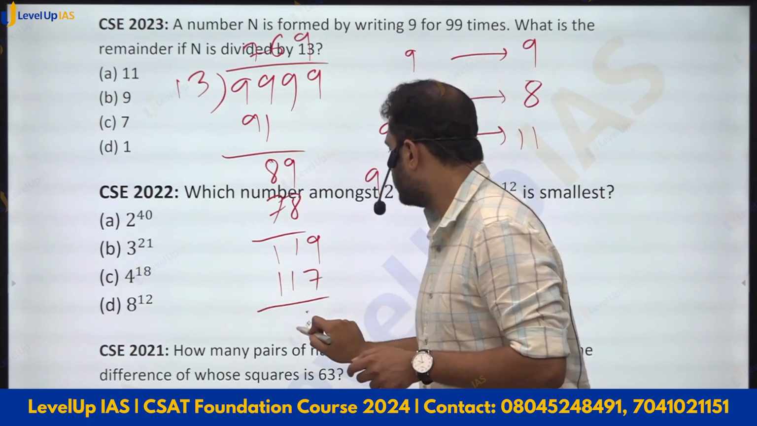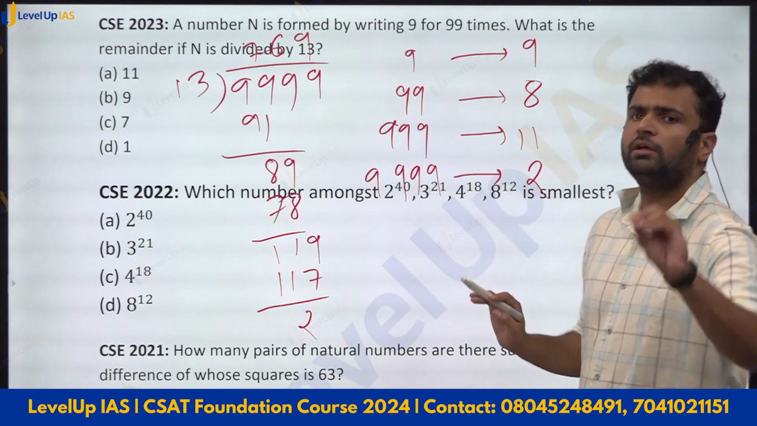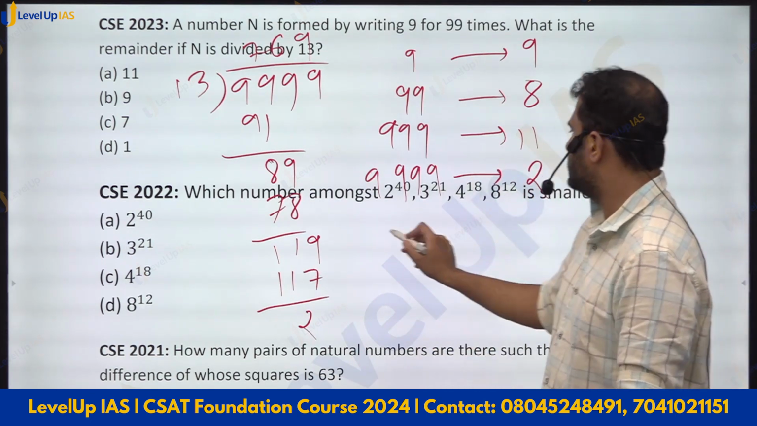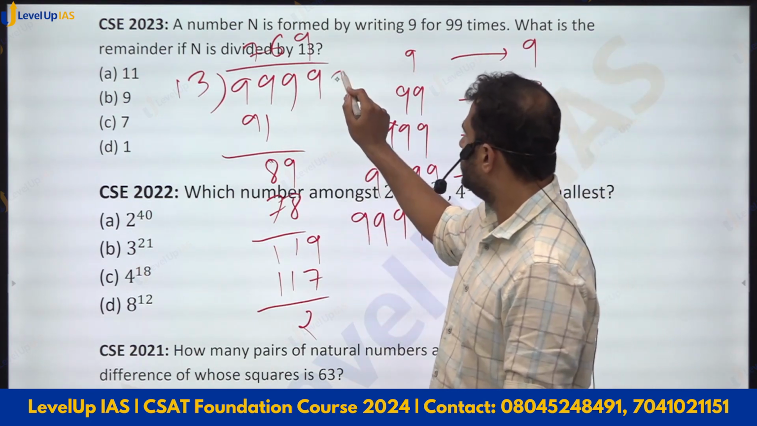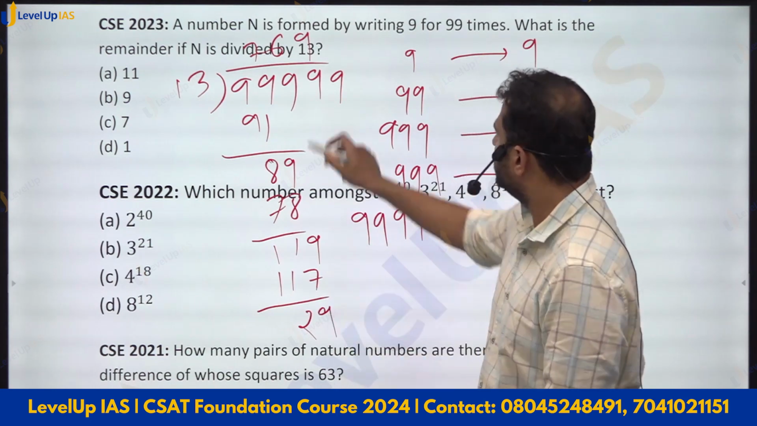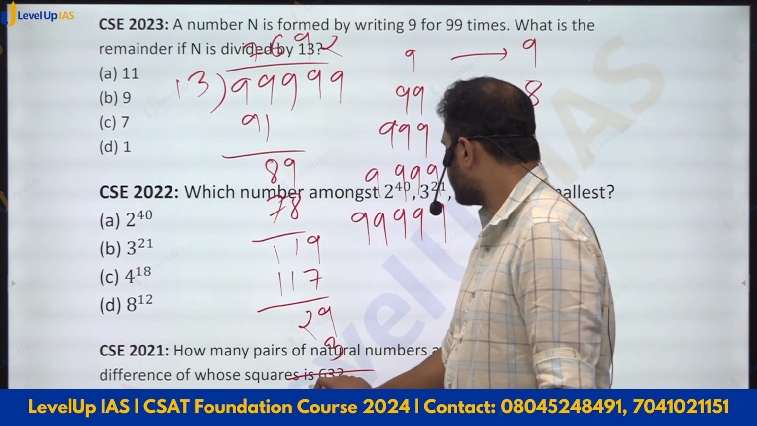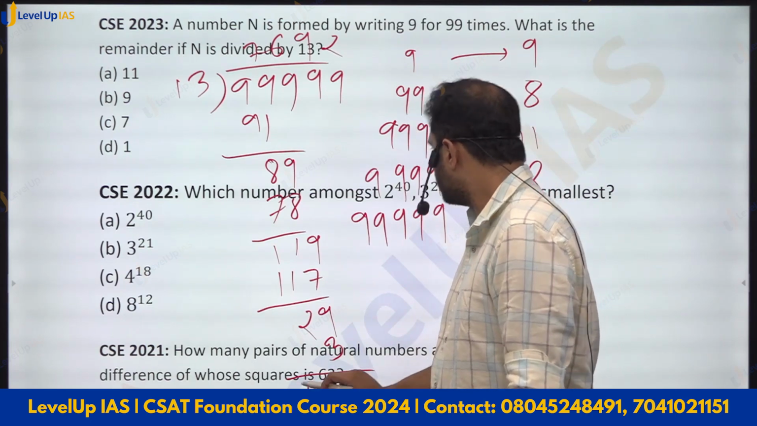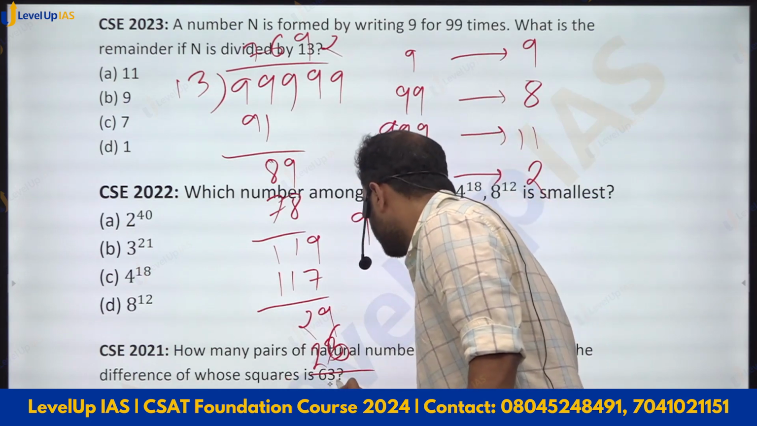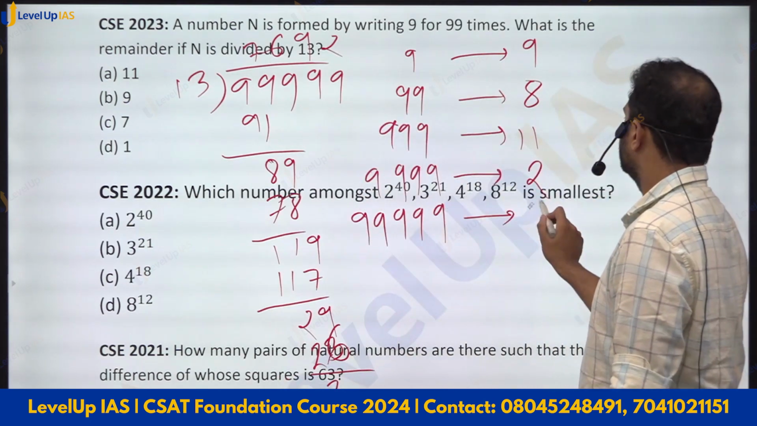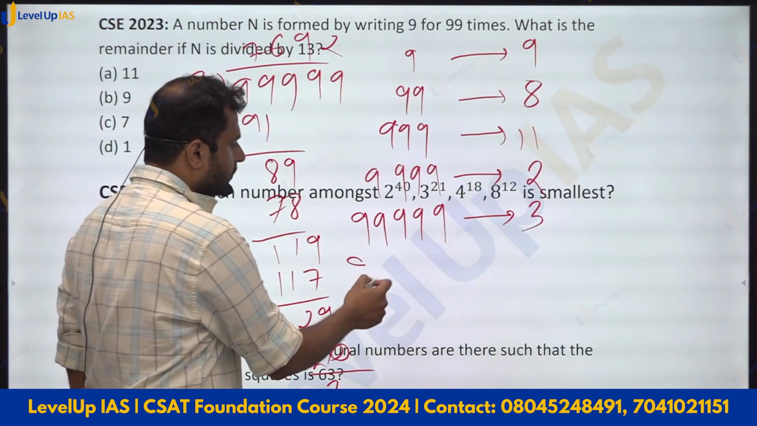117. Remainder is 2. So far we are not seeing any pattern, but let us not lose hope. Let us see. One more 9. So we have 9 here, 2 here, minus 3. So we have, sorry, minus 26. So this would be, remainder is 3. Fine.